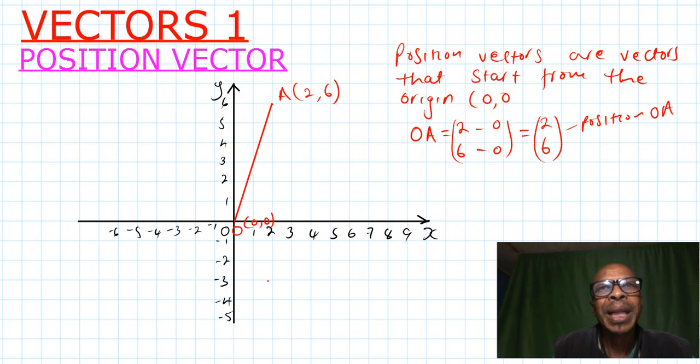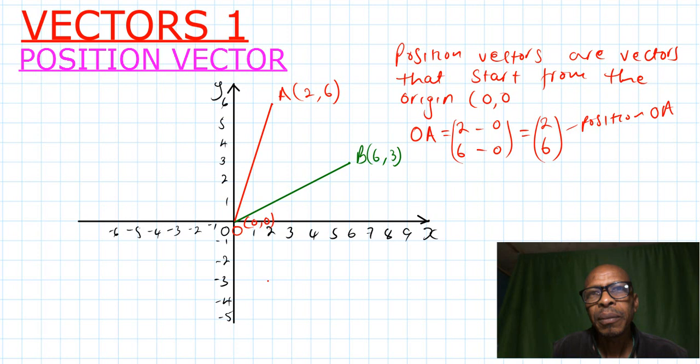If we pick another point there, we say this is our B. Then we join O at the origin to B. The coordinates here are 6 and 3. So normally we always put direction for vectors, so don't forget that. So we say position vector OB. So OB is equal to 6 minus 0 and 3 minus 0, which gives you 6 and 3.